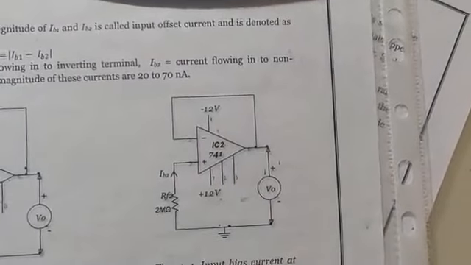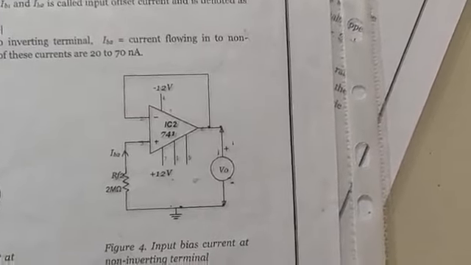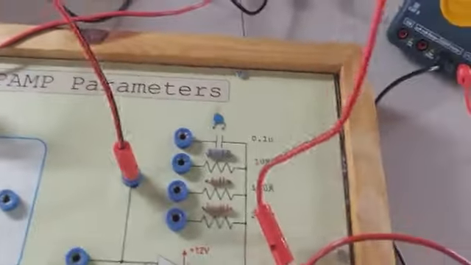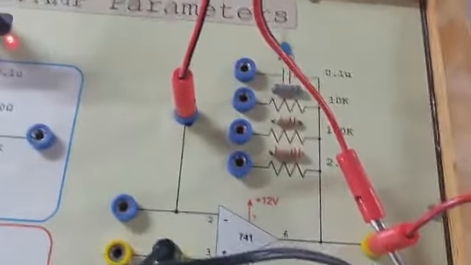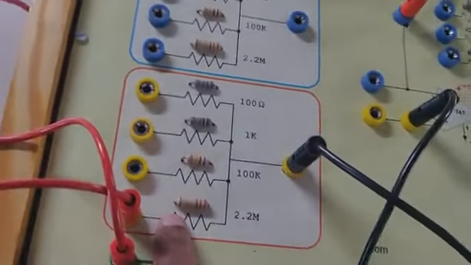So the non-inverting terminal is connected with this. You can see this kind of circuit. Pin number 3 through 2.2 mega ohms is connected to the ground. The inverting terminal is directly shorted to the output. Like this, I have shorted directly to the output, pin number 2. Pin number 3 is connected to the ground through this 2.2 mega ohms resistance. And we are measuring the output voltage again in this meter.